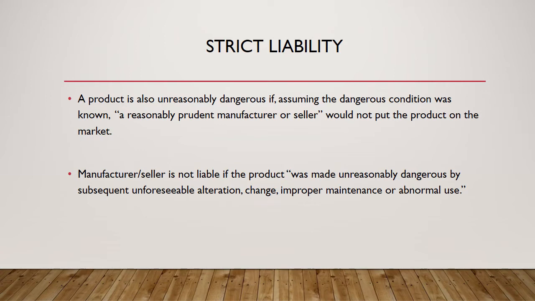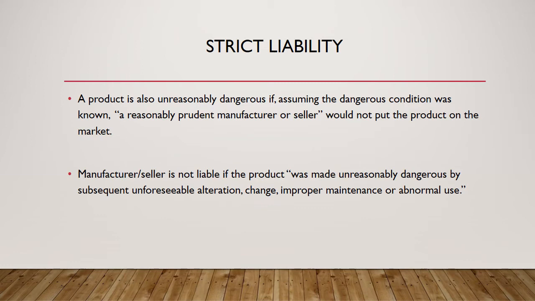But as we foreshadowed a few minutes ago, a manufacturer or seller is not liable if the product is made unreasonably dangerous by a subsequent unforeseeable alteration, change, improper maintenance, or abnormal use. So the product can't be altered and then you try to blame the seller or manufacturer. You can't fail to properly maintain the product, have something happen, and then blame the manufacturer or seller. You also can't use the product abnormally and then blame the manufacturer or seller.